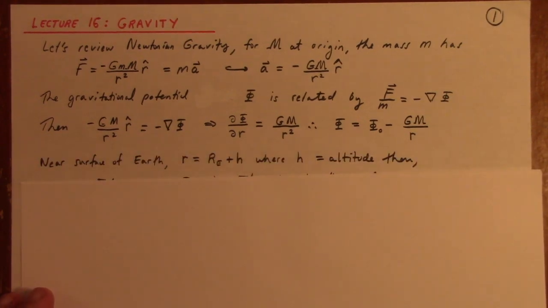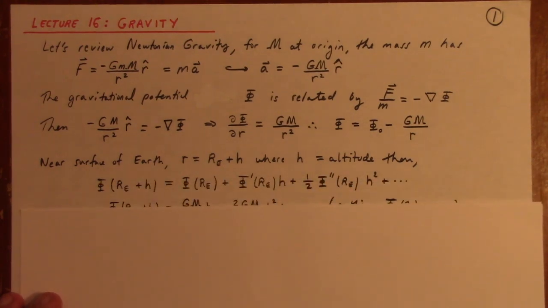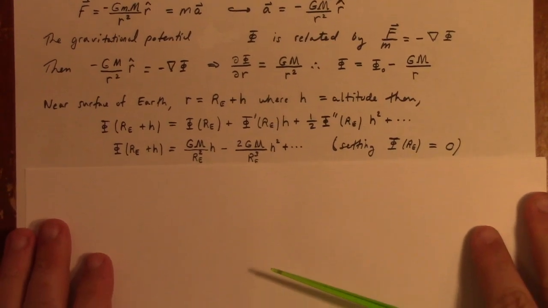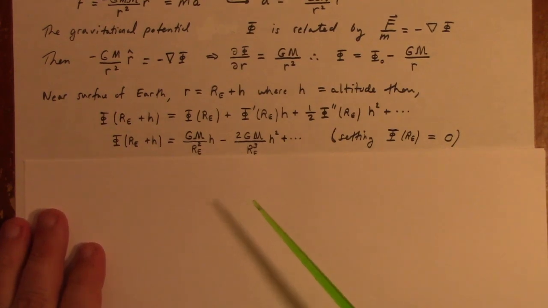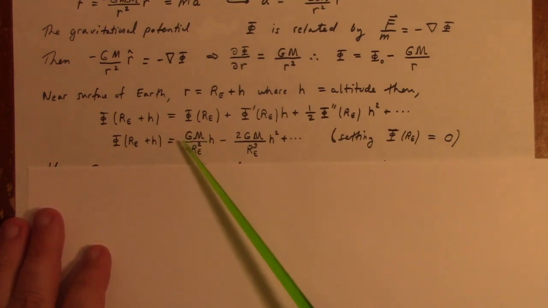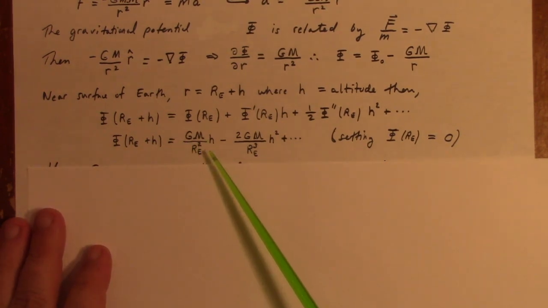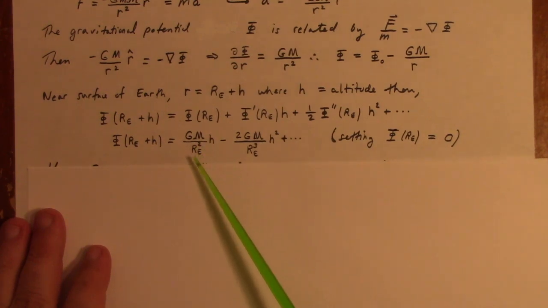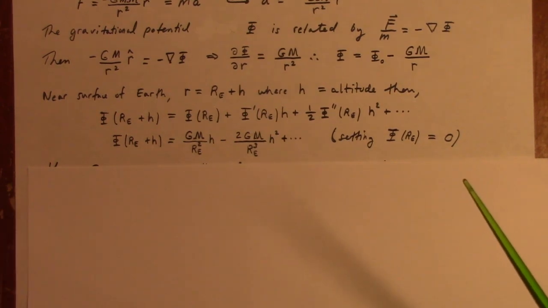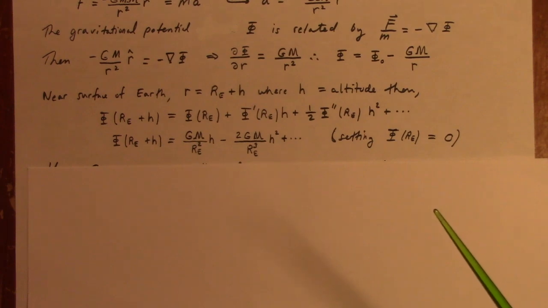And of course, near the surface of the Earth, where the radius is the radius of the Earth plus the altitude, we can expand in the Taylor series like so, and get the familiar GM over R_E squared h. I would say familiar. That's actually not quite honest. Usually you see mgh here, right? But the little m is missing because, again, this is potential energy per unit mass. Just like voltage is potential energy per unit charge. Okay. So anyway, there you go.